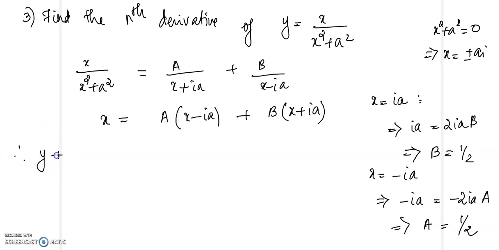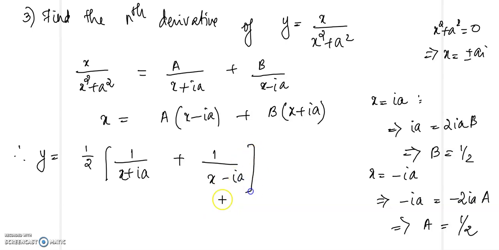So therefore y can be put in the form 1 by 2 into 1 by x plus ia plus 1 by x minus ia. So now this is in the form 1 by ax plus b, the standard formula. So let us write down the nth derivative.